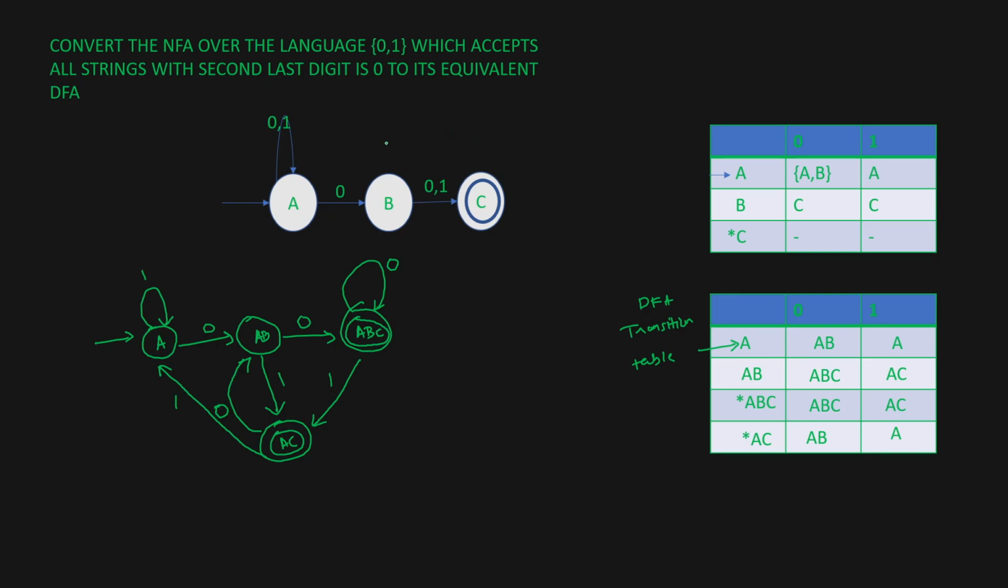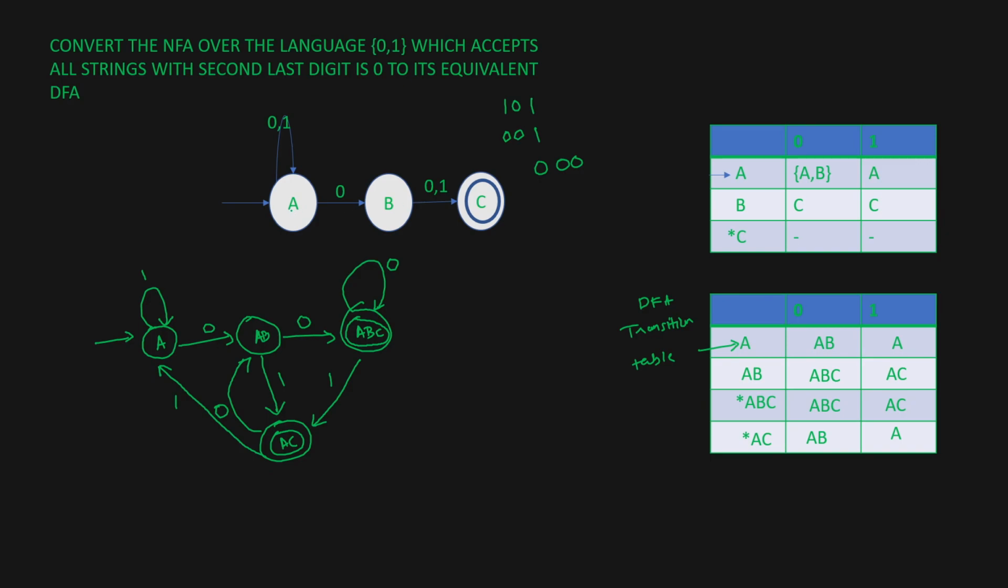Now let's try if the strings work out. Which strings are going to be accepted in this DFA or NFA? Let's say strings which have the second last digit as 0. So 1, 0, 1, or 0, 0, 1, or 0, 0, 0. Let's try out this string.